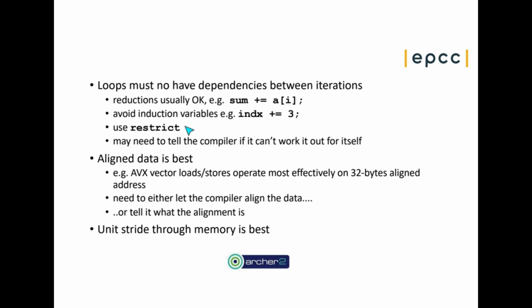It's often helpful to use the restrict keyword in C to tell the compiler that you're not doing anything nasty with pointers. But in the end, you may need to tell the compiler if it can't work out for itself. You may need, via directives or possibly compiler flags, usually directives, to tell the compiler that it is safe to vectorize because the loop iterations are in fact independent.